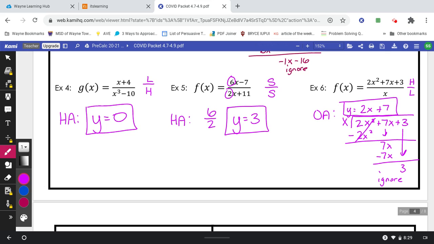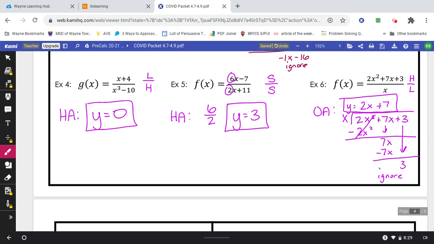Okay, so here's all the answers. Let me talk through it with you in case you are stuck or confused. Example number 4, you have a low over high. By that, I mean the x to the first compared to x to the third. Every time for low over high, the answer is always y equals 0. No work required. Always y equals 0.